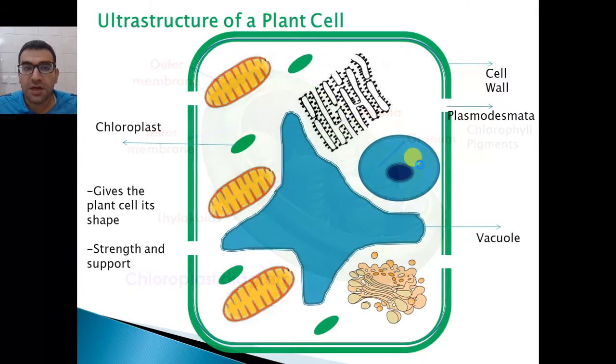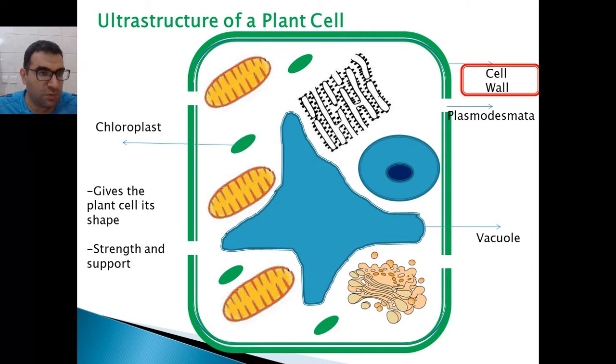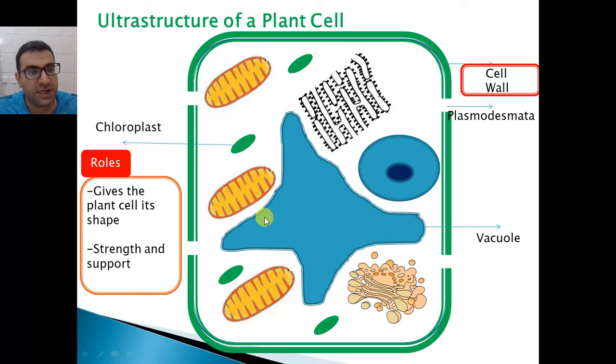Now, regarding the cell wall, we learned before that the cell wall is made of cellulose, okay, and the cellulose is a polysaccharide, and we will talk about it more in the next section. The cell wall gives the plant its shape, determines the shape of the plant, and it's responsible for strength and support. It supports the plant, especially it prevents the bursting of the plant.